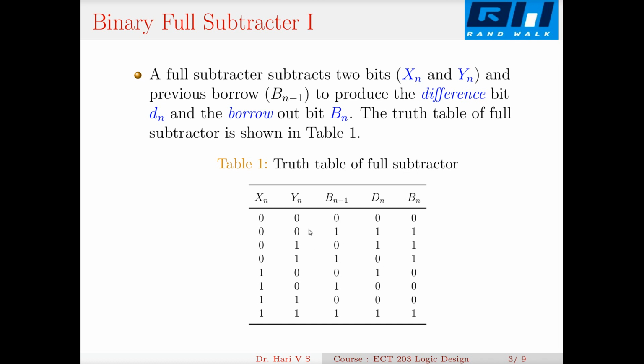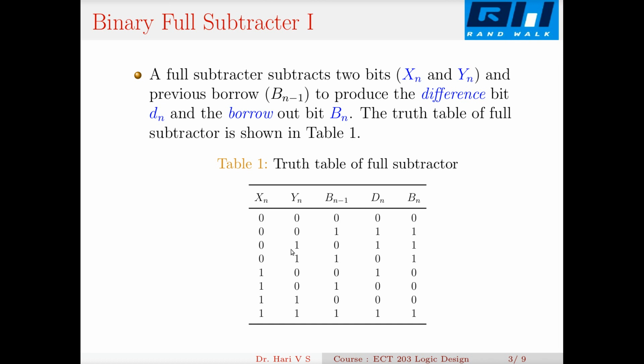Now for the case 0, 0, 0, the difference is 0 minus 0 minus 0, that's a 0, and the borrow is also a 0. I don't have to borrow anything. Here the difference is 0 minus 0, that's a 0. 0 minus 1 is a 1 with a borrow 1. Since I am subtracting 1 from 0, I need to borrow 1 bit from the left. So the difference is a 1 and the borrow is a 1.